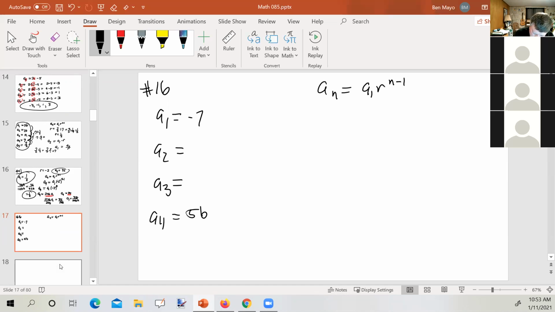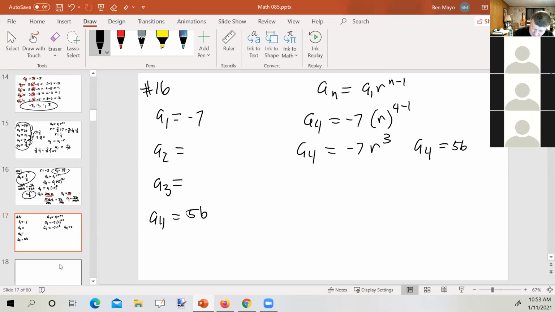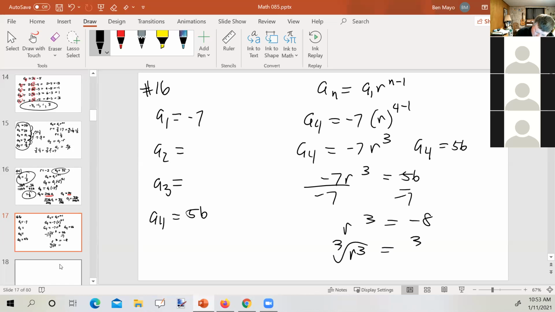So I know that a sub 4 is -7 times r to the n minus 1, which is -7 times r cubed. But I also know a sub 4 is 56. So that means -7 r cubed equals 56. Divide both sides by -7, r cubed equals -8. Well, if we take the cube root of r cubed and the cube root of -8, we get r equals -2, because -2 times -2 times -2 is -8. So the cube root of -8 is -2.